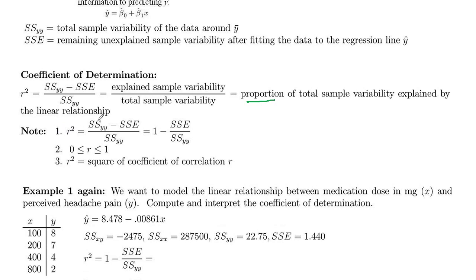It is SSYY minus SSE over SSYY, which, if you split these apart over the common denominator, you'd have SSYY over itself, which is a 1 here, minus SSE over SSYY right here. So it's just an alternate way to do the same thing. R is always going to be between negative 1 and 1, and R squared is always between 0 and 1. And R squared is actually the square of the coefficient of correlation R. So when you compute this value, it's the same as just squaring the coefficient of correlation.